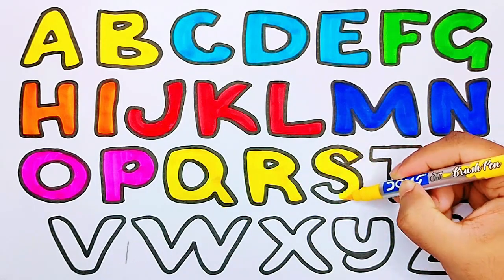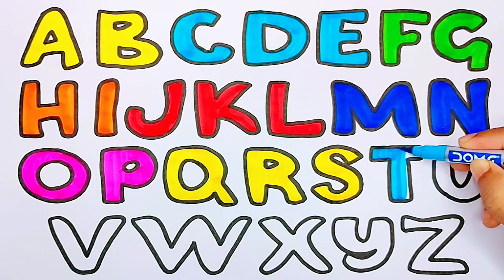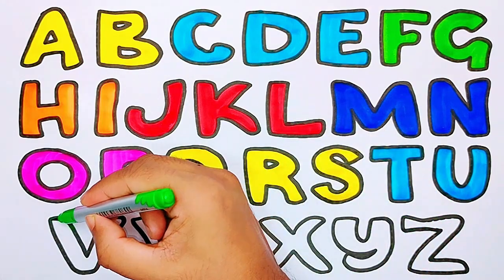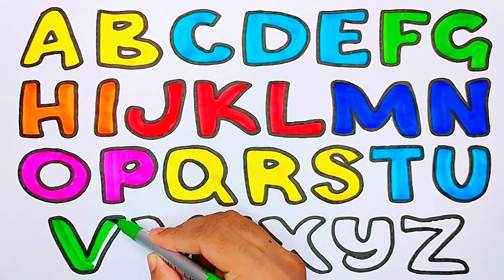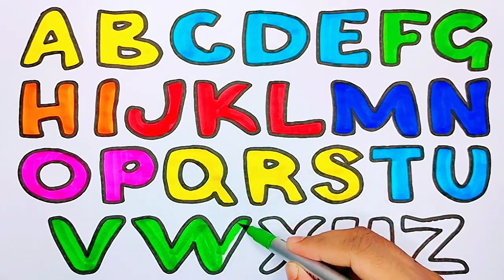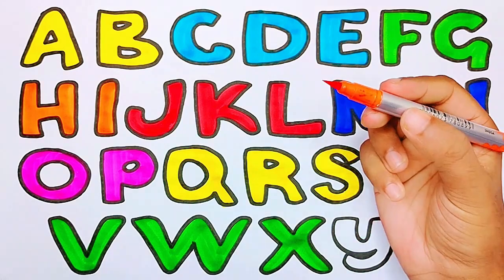S for star. Sky blue color. T for tomato. U for umbrella. Green color. V for van. W for watch. X for X-ray. Orange color.